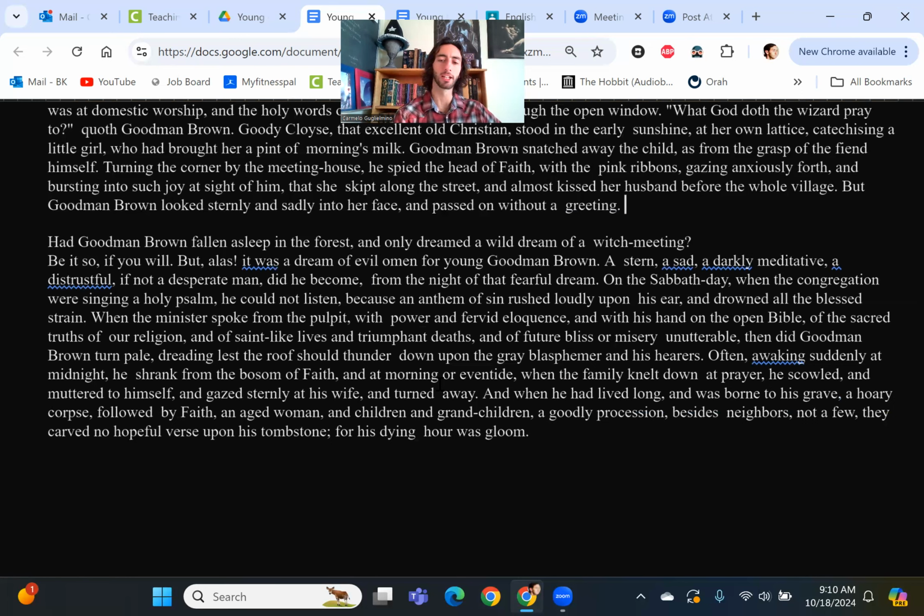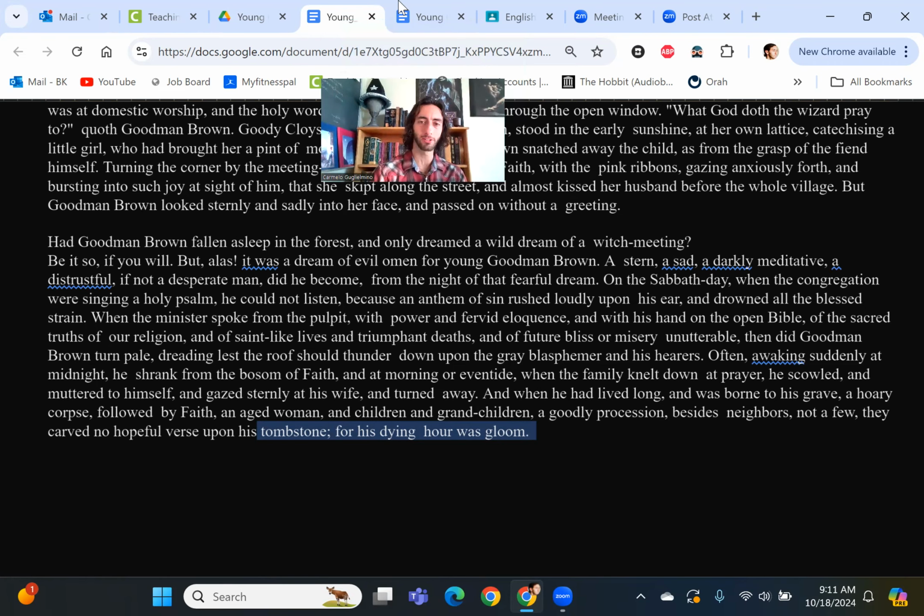And when he had lived long and was borne to his grave, a hoary corpse, followed by Faith, an aged woman, and children and grandchildren, a goodly procession, besides neighbors not a few, they carved no hopeful verse upon his tombstone, for his dying hour was gloom. Okay, so in other words, he goes on to live a miserable, distrustful, dark life. Okay, that's the story. What the heck just happened, right?